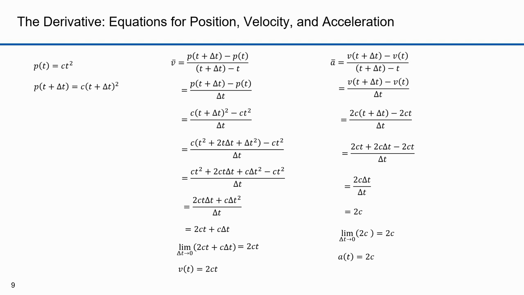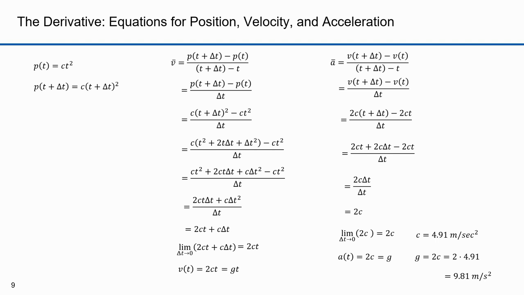A of t is 2c, and since we're talking about a constant acceleration due to gravity, let's use the letter g, which is the convention. From Galileo's empirical experiments, we know that c equals 4.91 meters per second squared. G then equals 2 times c, or 2 times 4.91, and that equals 9.81 meters per second squared. That's the acceleration due to gravity.